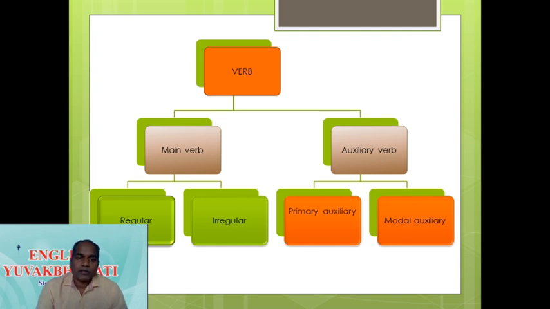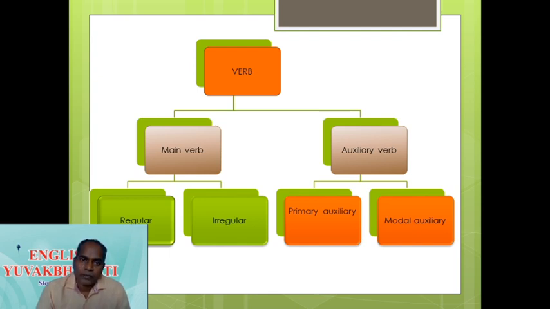So verb has two types, as given on the slide: main verb and auxiliary verb. In the main verb also a segregation has been done: regular verb and irregular verb. In the auxiliary verb there are also 2 types: primary auxiliary and modal auxiliary. Now how can we identify which is main verb and which is auxiliary verb?